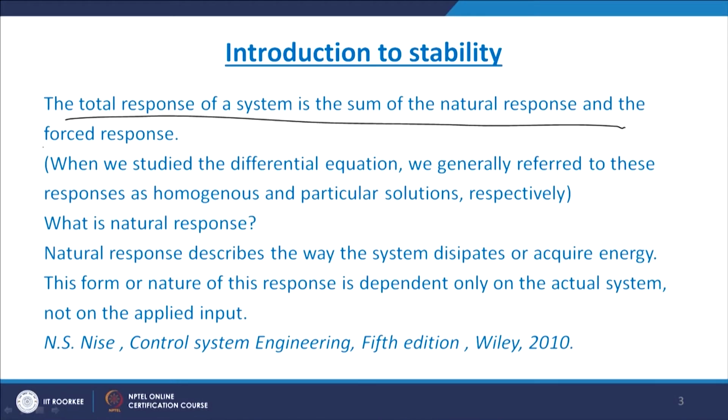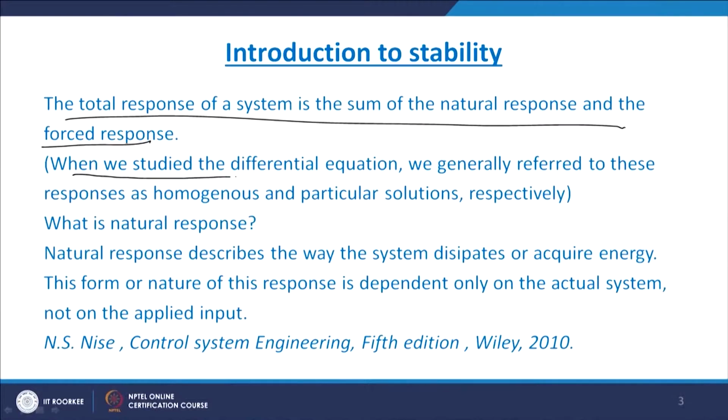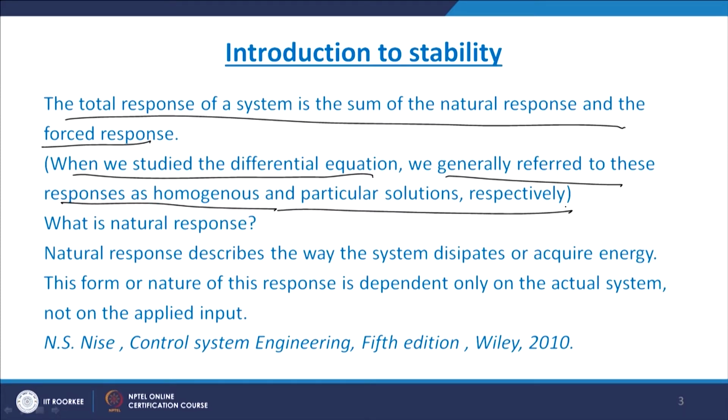The total response of a system is the sum of the natural response and the forced response. That means, for this system, whatever input is applied is the force, and whatever is provided by the system is called the natural response. When we studied differential equations, we generally referred to these responses as the homogeneous and particular solutions respectively.